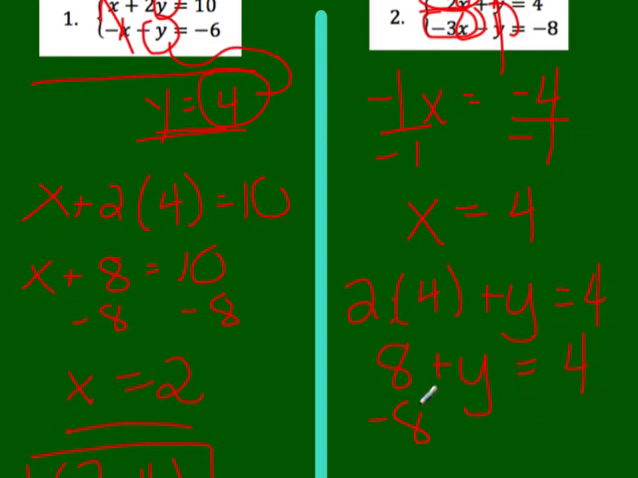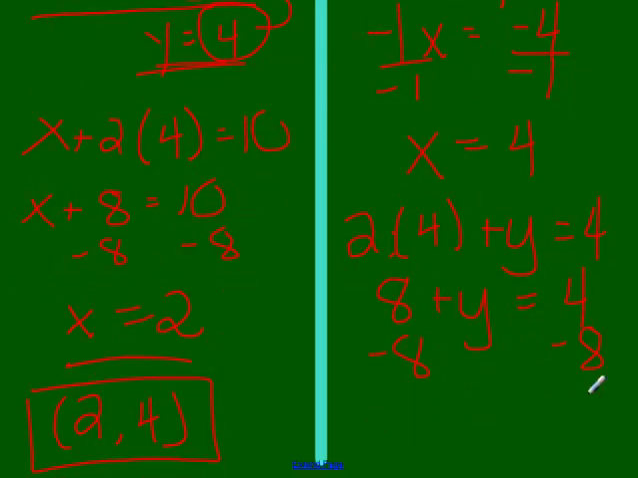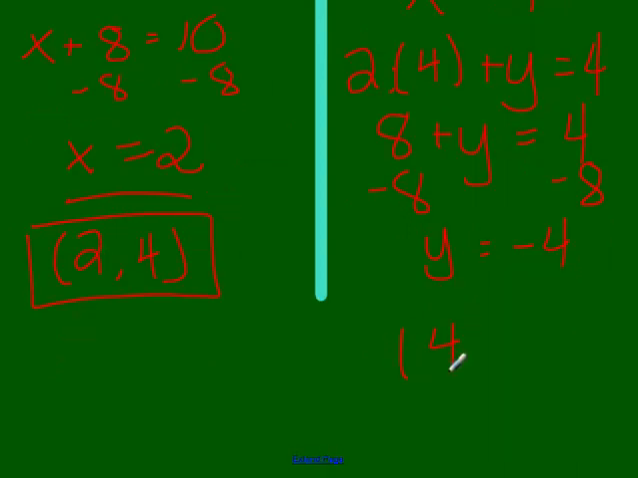So I'm going to go ahead and subtract 8 from both sides. Then I get that y is equal to a negative 4. Now that I have my x and my y, I write that out as a coordinate point, (x, y). And that's my final answer for number 2.